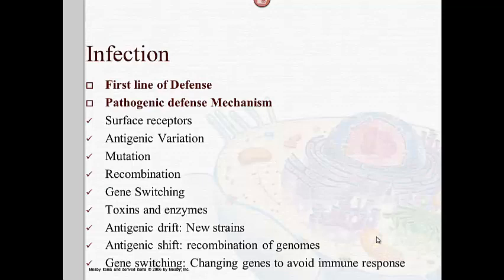They could produce damage to any of the organelles, mitochondria, ribosomes, so ATP production is not going to happen, protein synthesis is not going to happen. They could also produce an antigenic drift, which is basically the production of new strains, or a shift, which is the recombination of new genomes. They could do gene switching, so basically they change genes to avoid the immune response. That's how they go through rapid division and intracellular survival inside the host.